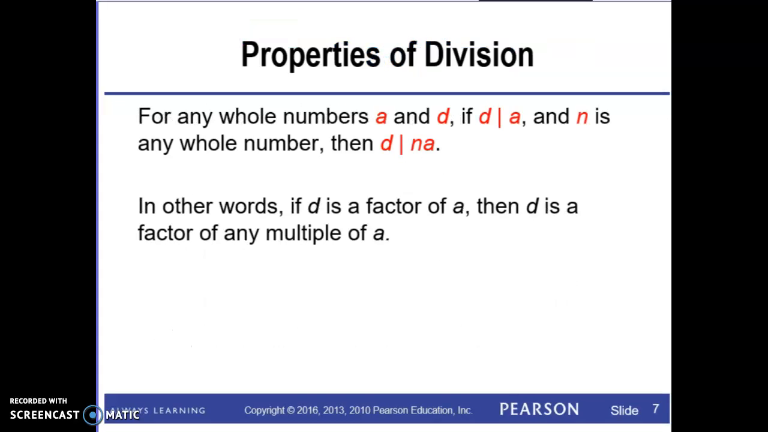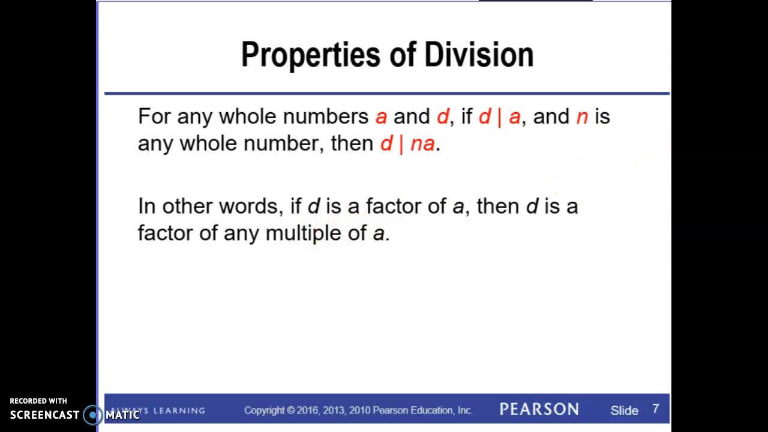All right, properties of division. So this goes with that last question we just did. For any whole numbers A and D, if D divides A, so notice the word if here because 0 is a whole number, right? And I said that 0 doesn't divide anything, but it says if. So if D divides A, so this automatically is throwing out the idea of 0 being here. And N is this other whole number. Then D divides N times A, which basically means if D is a factor of A, then D is a factor of any multiple of A as well.